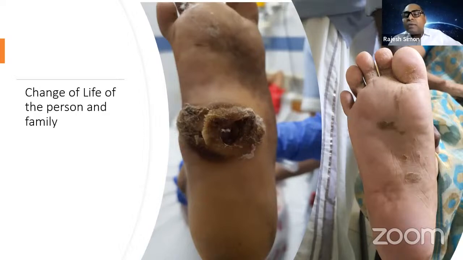So it is not about the wound management. It is not because the wound is not healing. It is because you mismanaged it without treating the cause. We are treating the symptom of ulcer, not the cause.